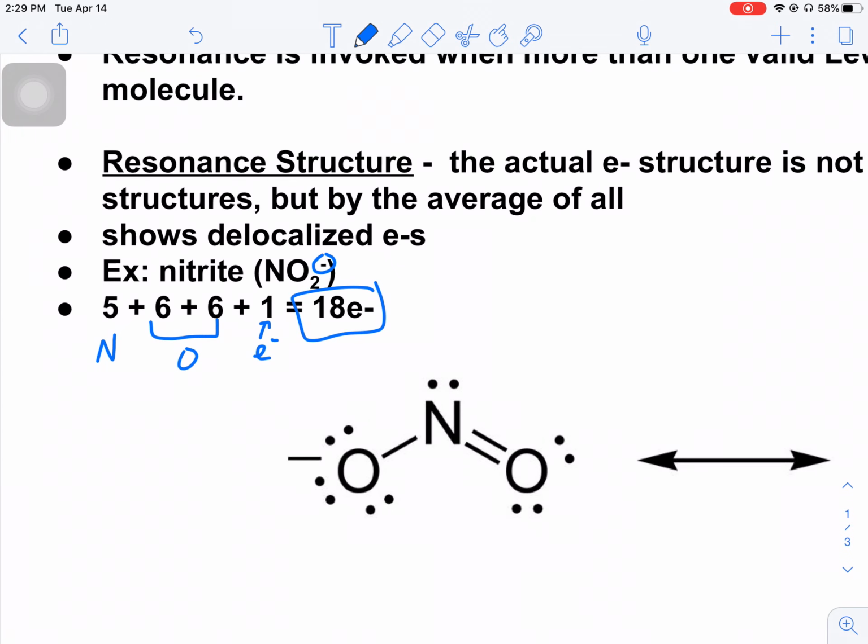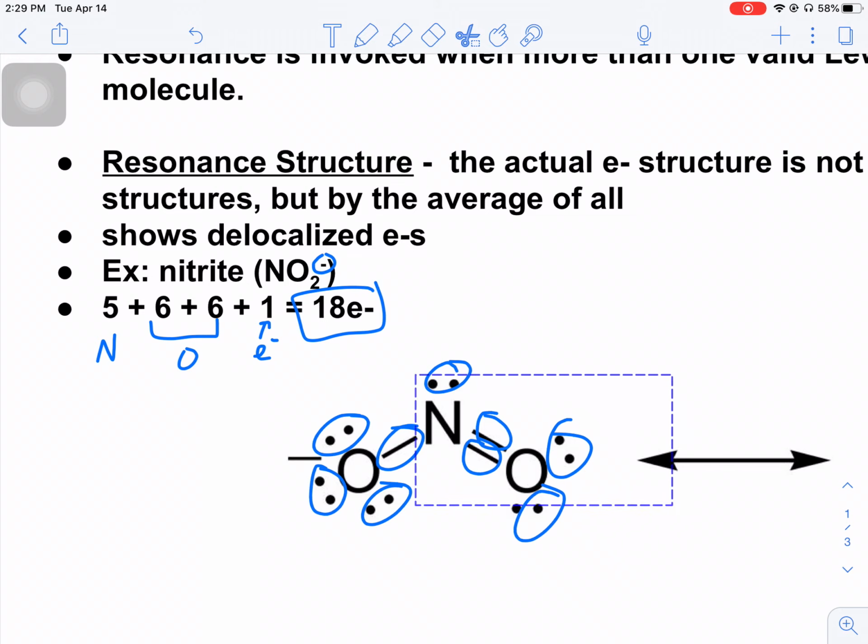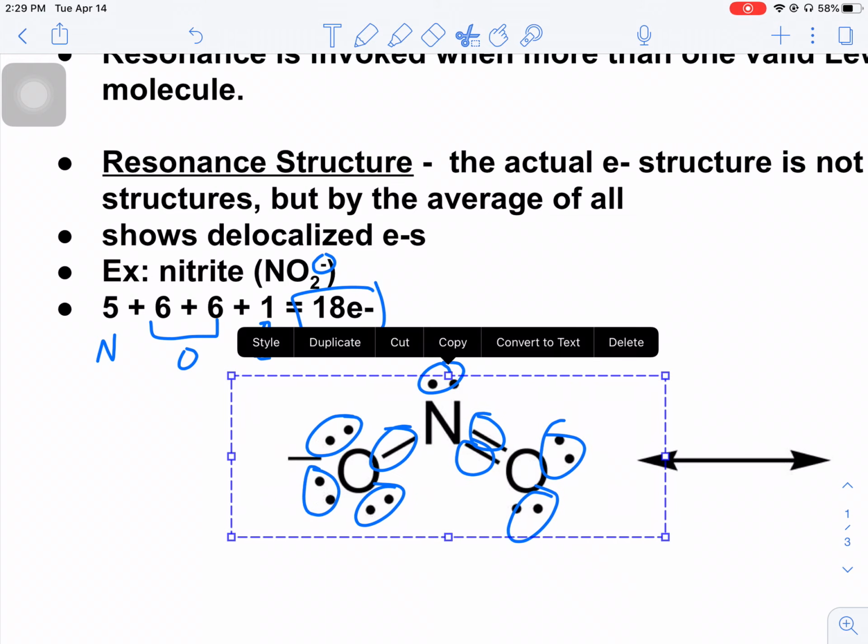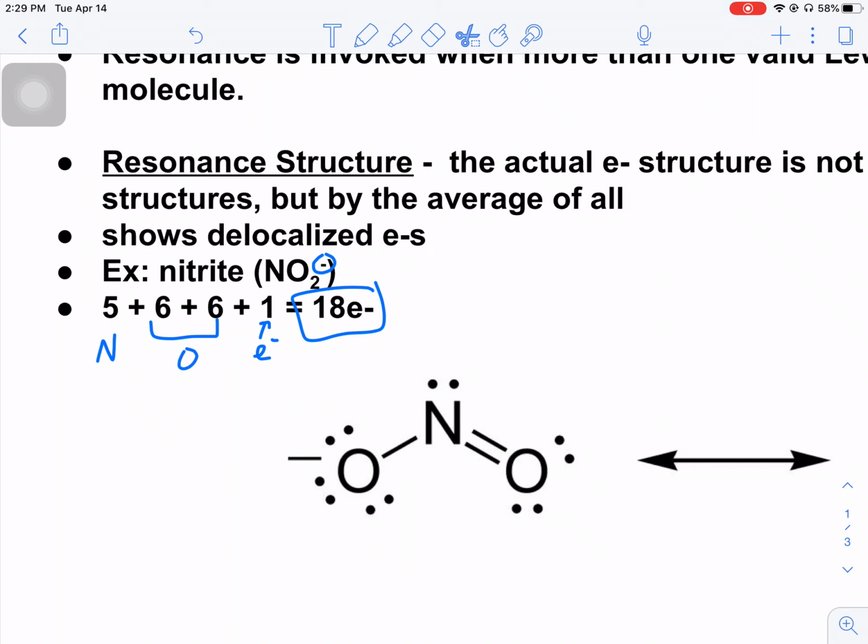So if you count your electrons, 2, 4, 6, 8, 10, 12, 14, 16, 18. Every atom has an octet, and we have 18 valence electrons. And what you'll notice in this example is that they did kind of assign a negative value to one of those oxygens. That's kind of beyond the scope of this course, but sometimes you can assign an atom a net negative charge. Just realize that nitrite is a polyatomic ion that does have a net -1 charge. Where you put that negative charge isn't super important right now.